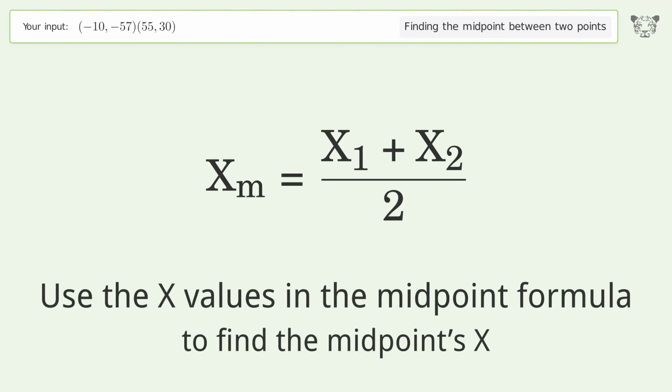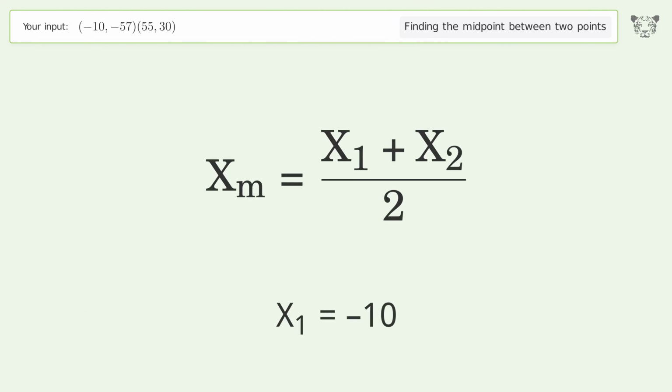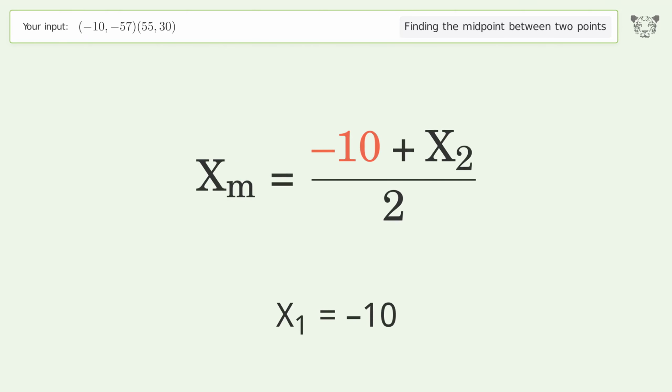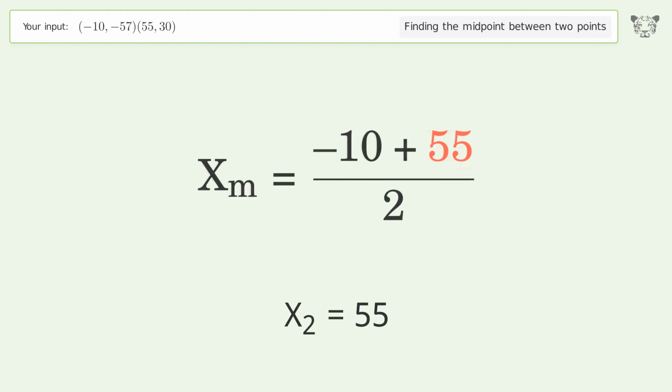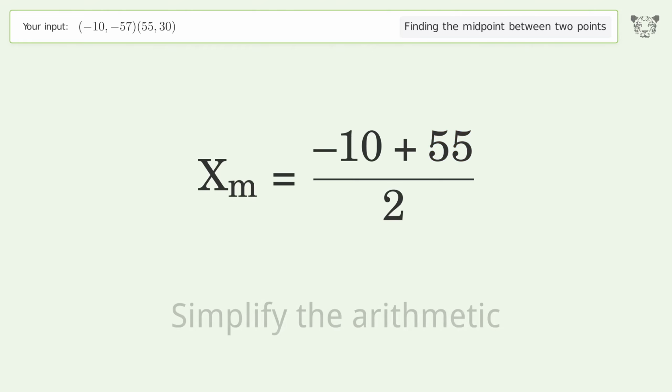Use the x values in the midpoint formula to find the midpoint's x. x1 equals negative 10. x2 equals 55. Simplify the arithmetic.